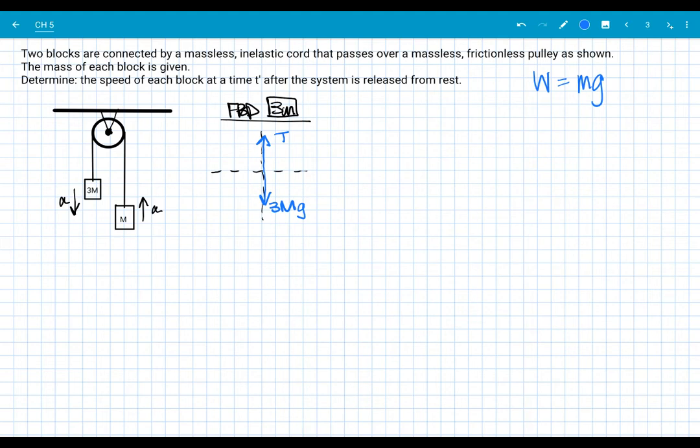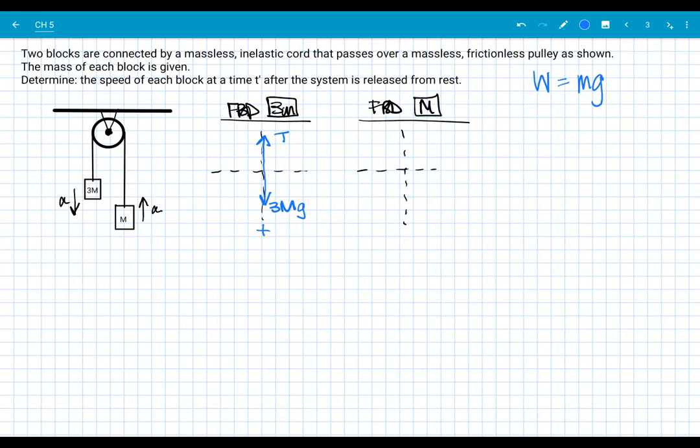Now, this block is accelerating downwards, and in a previous problem, what I had told you is my advice always is to have positive be in the direction of acceleration. So for this block, for this free body diagram, I'm going to go ahead and say that positive is downward. Okay. Now let's do the next free body diagram. That is for my block m, and I'm going to do a similar thing here. We only have vertical forces in this case.